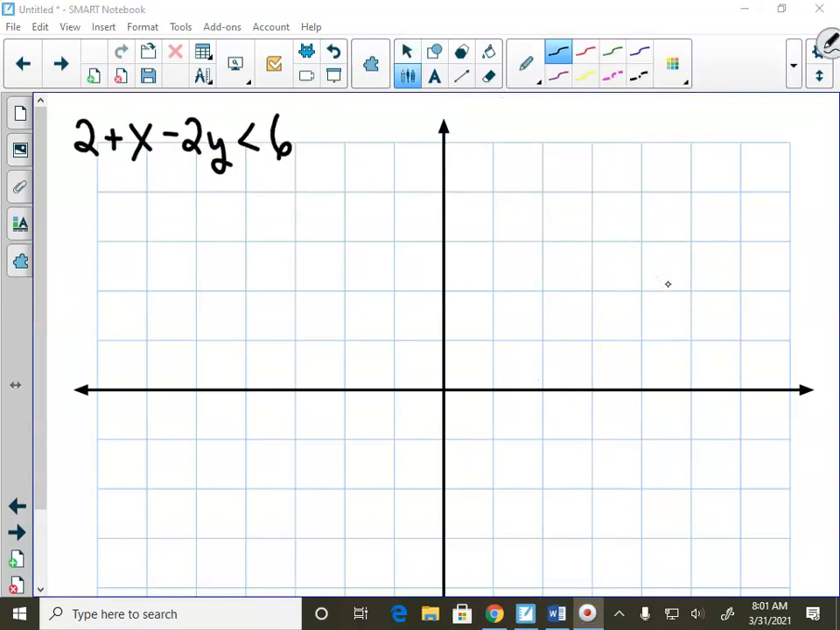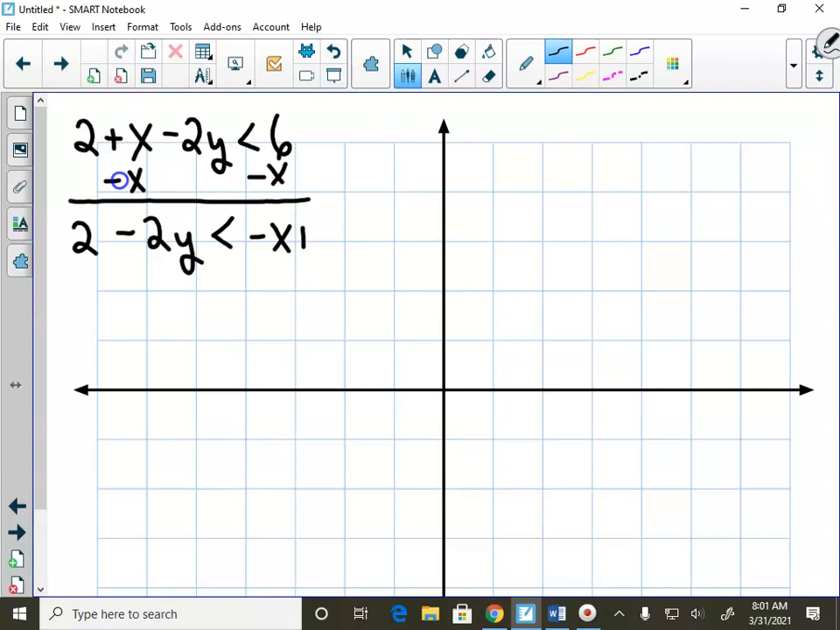All right, so here's another example. And again, the first thing you want to do is put this into slope-intercept form. So we're going to do that. We'll subtract x from both sides. So I have 2 minus 2y is going to be less than negative x plus 6. Then I'll subtract 2 from both sides. So negative 2y is going to be less than negative x plus 4.